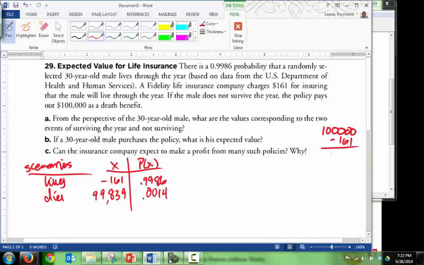So I don't know exactly how they would ask part A in the homework, but these are your random variables. These are your distributions associated with it. So this is your probability distribution table. Okay?